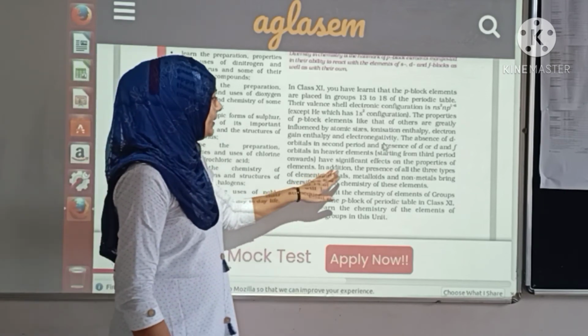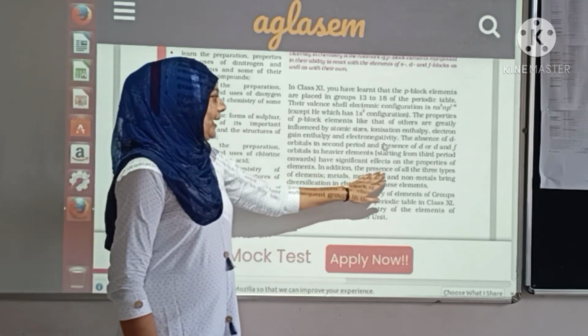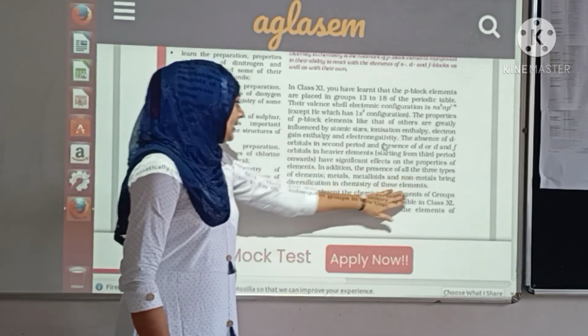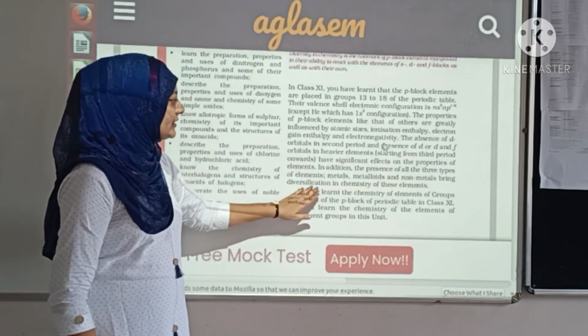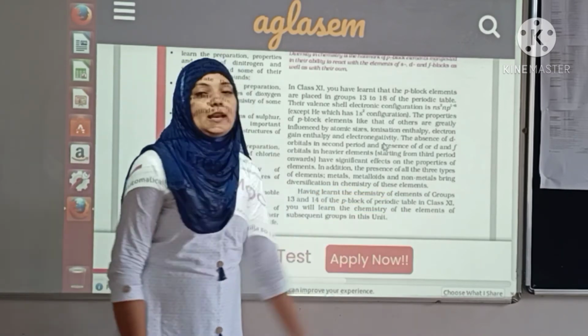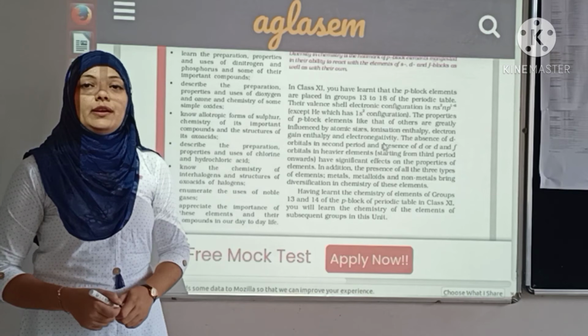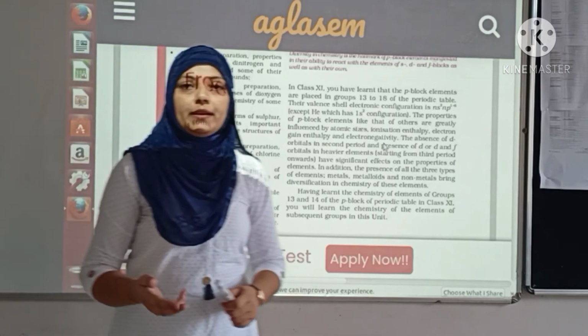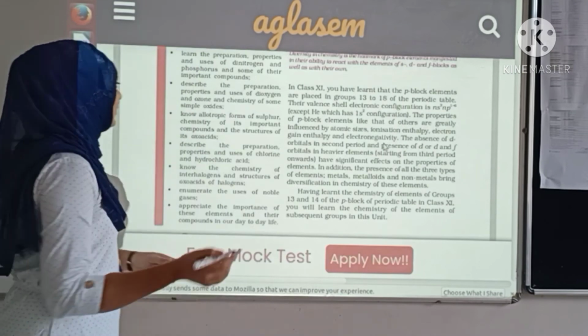In addition, the presence of the three types of elements, metals, metalloids and non-metals, brings diversification in the chemistry of these elements. What is the reason over here? Let me tell you. When you talk about the elements present over there, let me take one particular example.